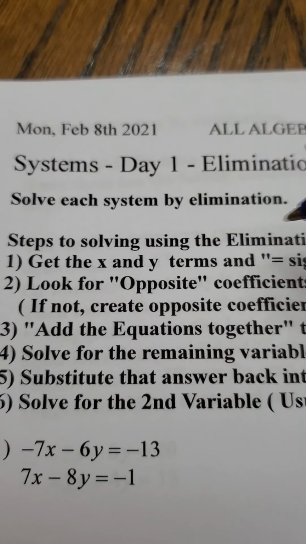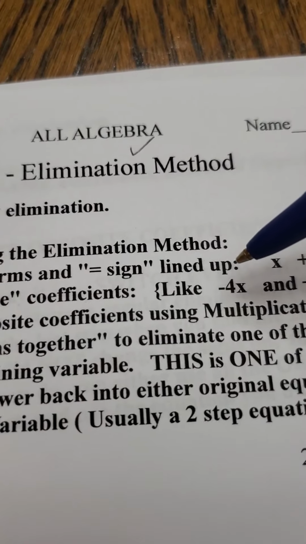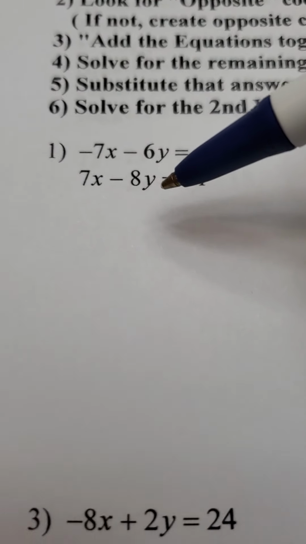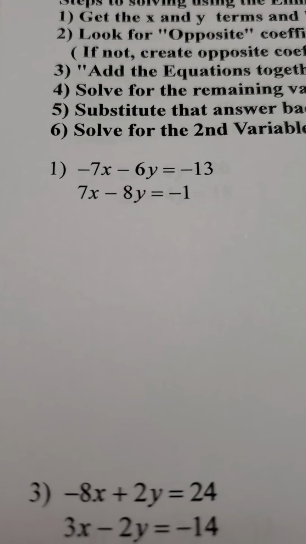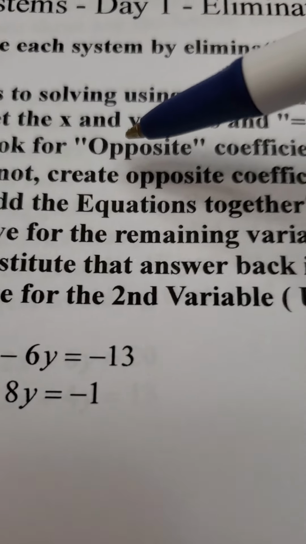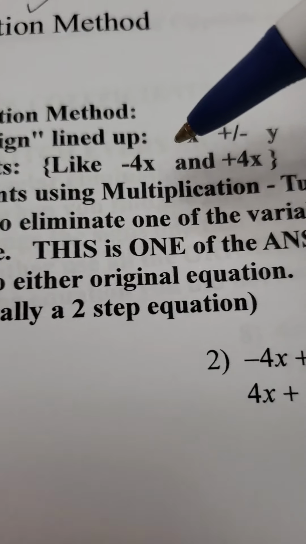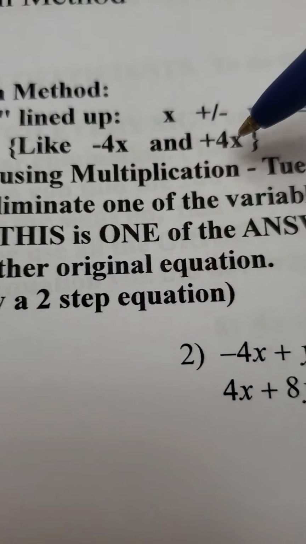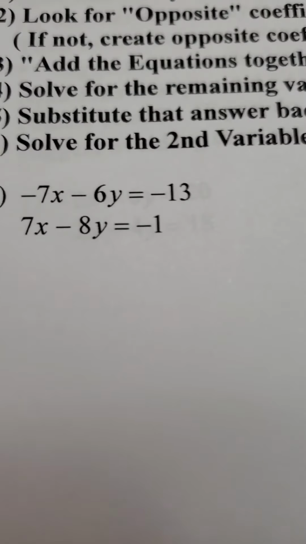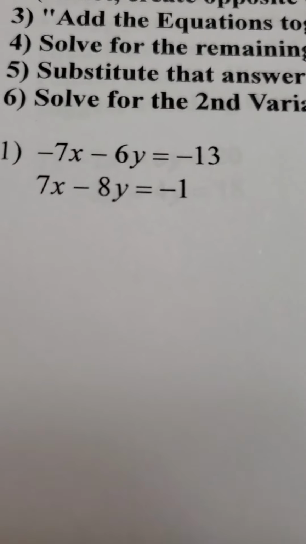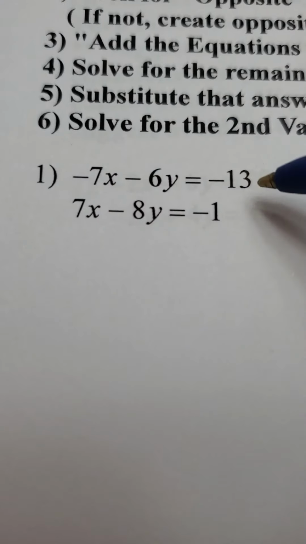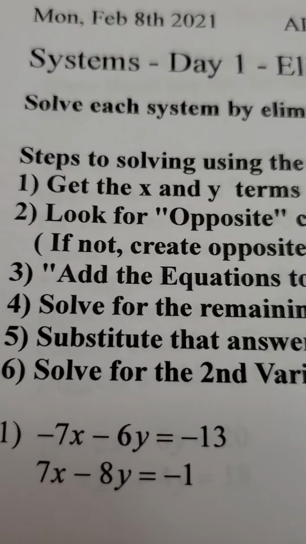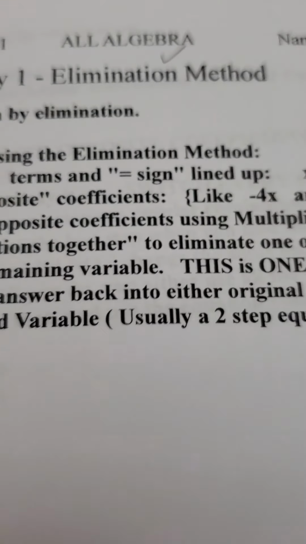Step one is get everything stacked, including the equal sign. It usually already is. We'll do some harder ones later that aren't. Second, you're looking for opposite coefficients, such as a negative 4x and a positive 4x. Well, in problem one, this is on your homework, I have everything stacked, and right there is exactly what I want. Step three, we are allowed to add the equations together.